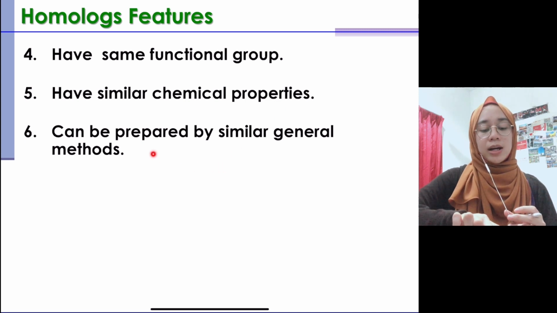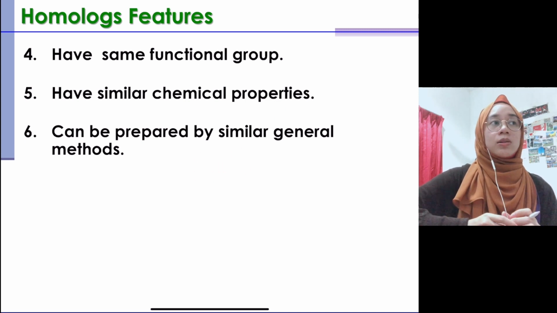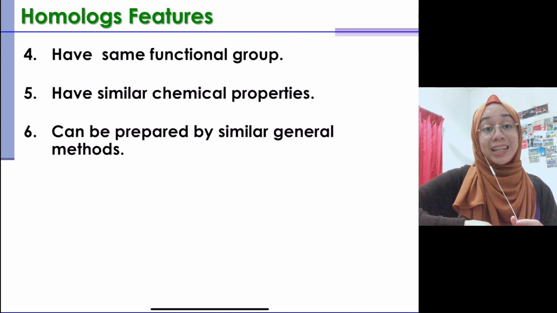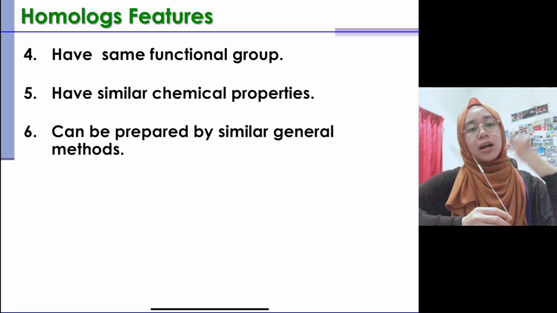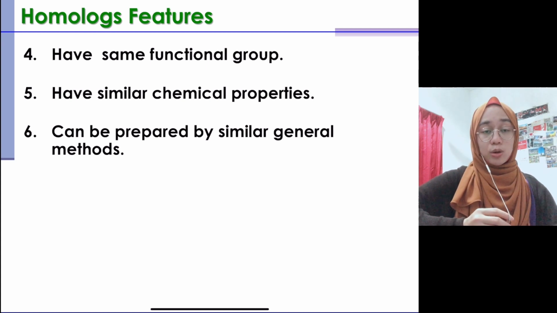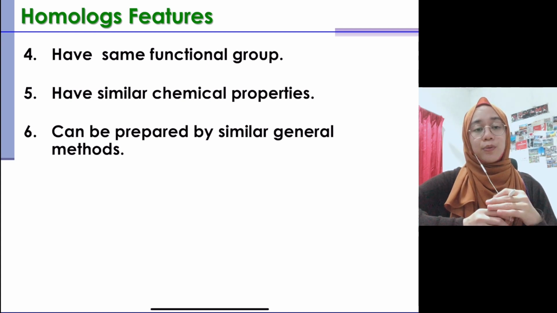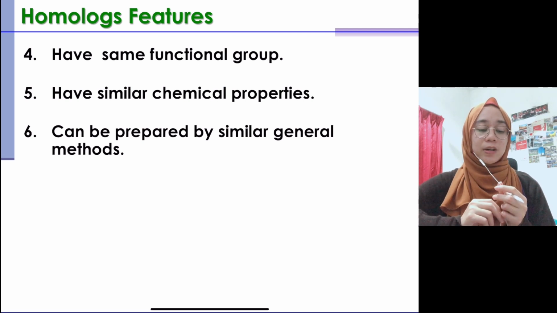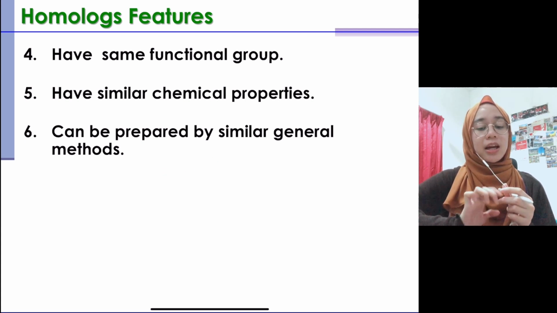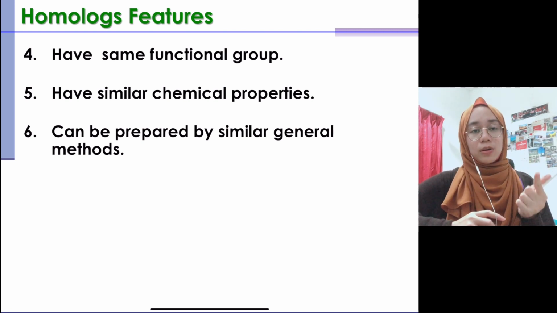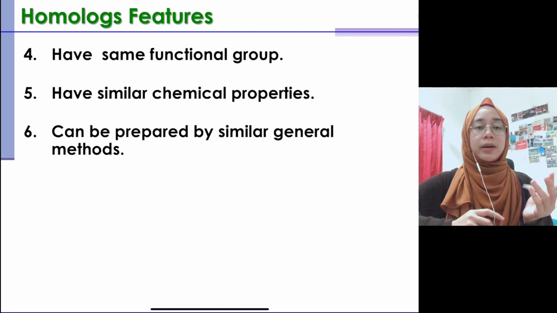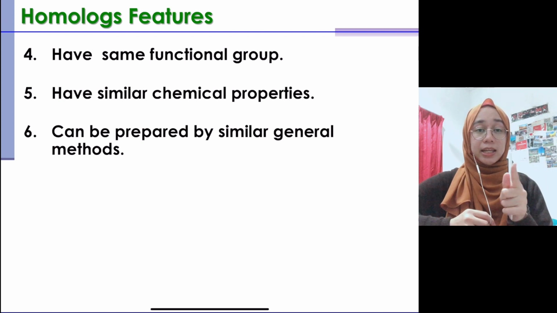Okay, and yang keenam pula, they can be prepared by similar general methods. So kalau alkohol ni kita boleh prepare daripada alkin. Kita boleh prepare daripada alkin, bermaksud daripada ethene boleh hasilkan alkohol, daripada propin boleh hasilkan alkohol, daripada butane boleh hasilkan alkohol. Okay, with the same method. So that is what meant by yang nombor 6 ni. So that's all class. Kamu kena tahu apa dia functional group dengan homologous series. And a functional group, kamu kena identify, try to identify nanti yang ada dalam try this.